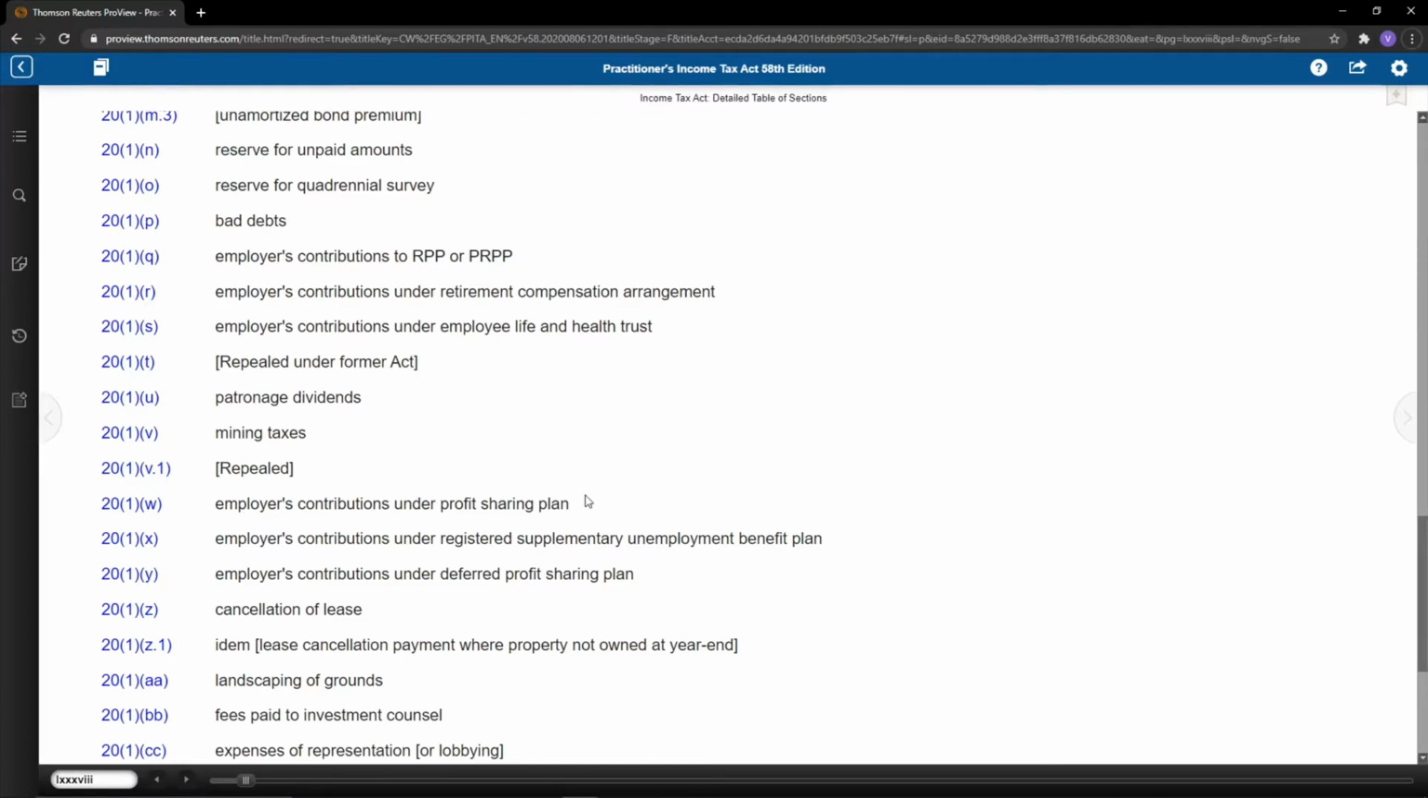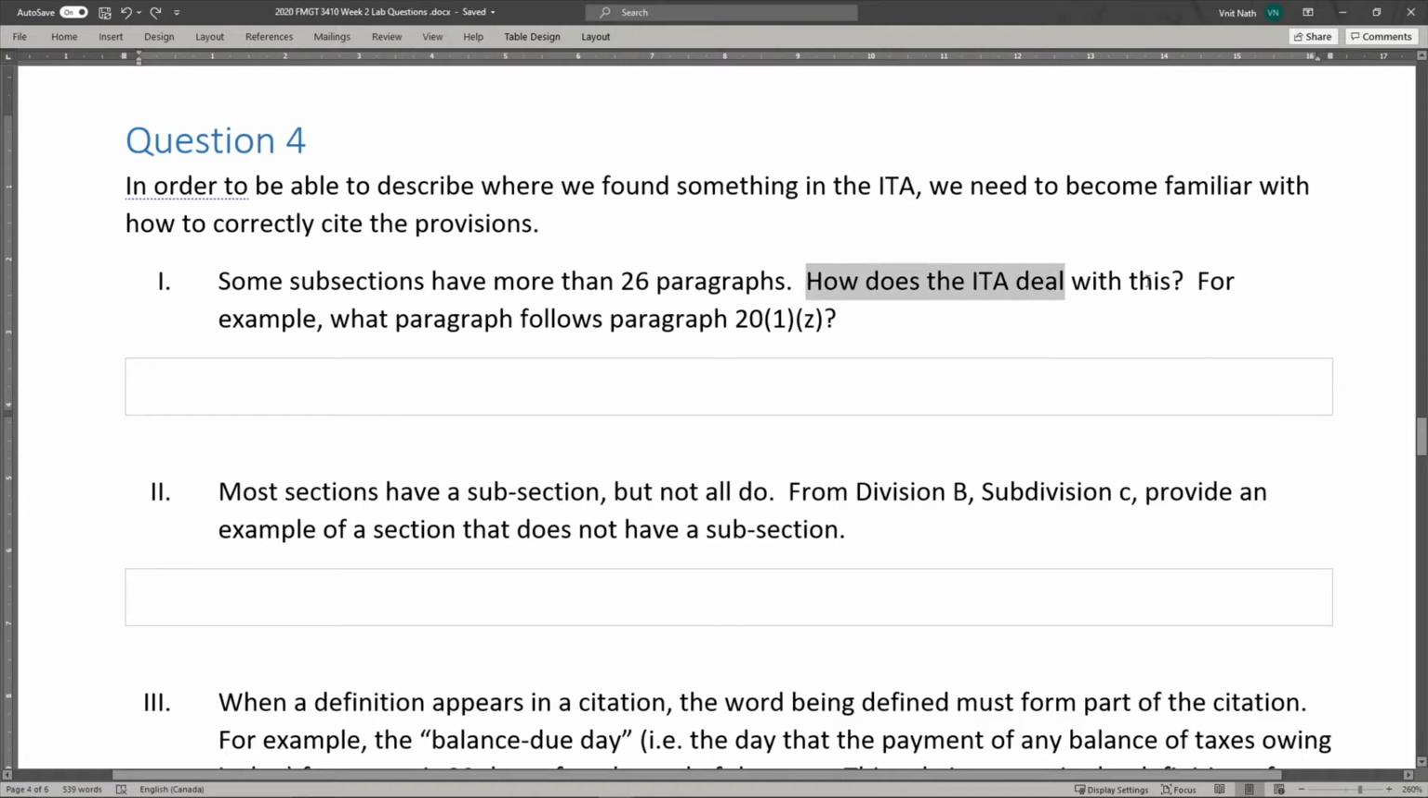Let's go back to the question. The question has two parts. How does the ITA deal with this when we have more than 26 paragraphs? Typically, the ITA would go from paragraph Z to paragraph AA. Now to answer the next part of the question, what paragraph follows paragraph 20, subsection 1, paragraph Z? The answer to that, we just saw, 20, subsection 1, paragraph Z.1.